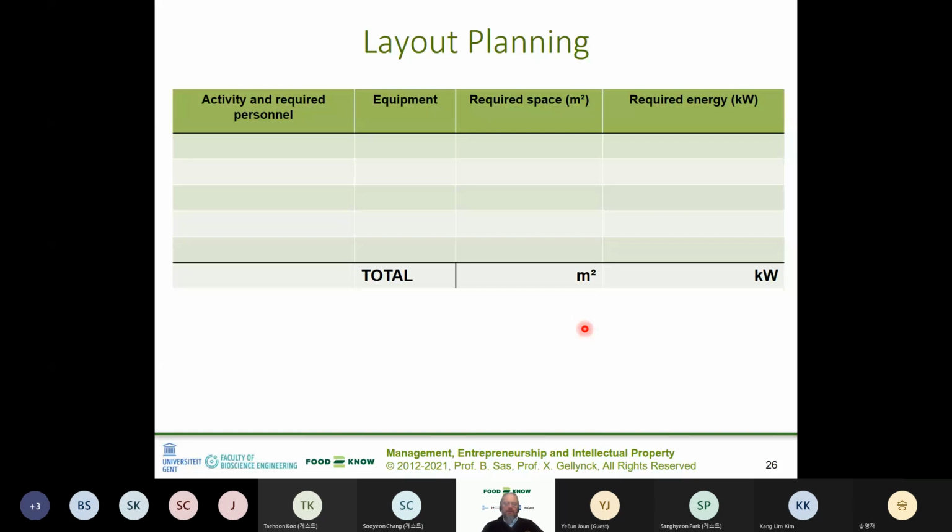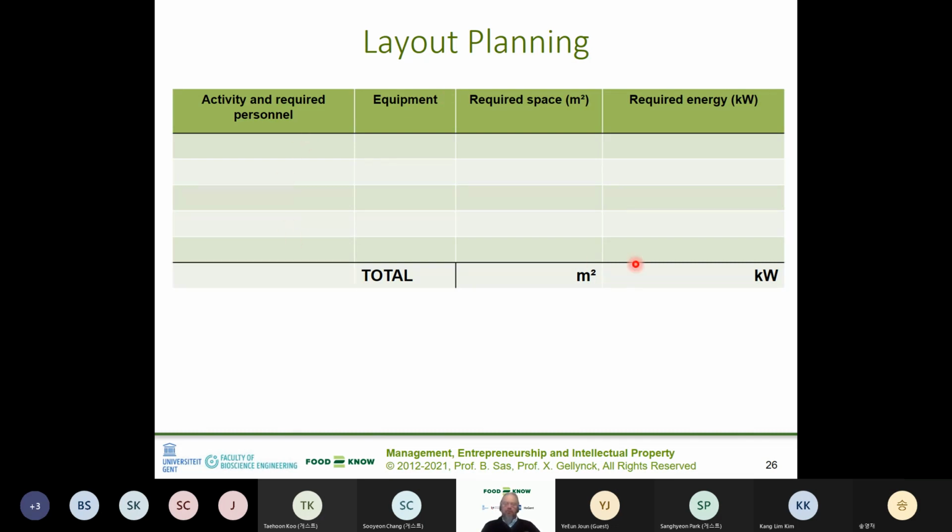This is an example of a template I made which can help you for layout planning. In one column you write down the activity required and the personnel, the equipment which is needed, how much space is required for this equipment, and for tall equipment keep in mind the height, and then the required energy, for instance electricity consumption, gas consumption, and the required water and cooling water.